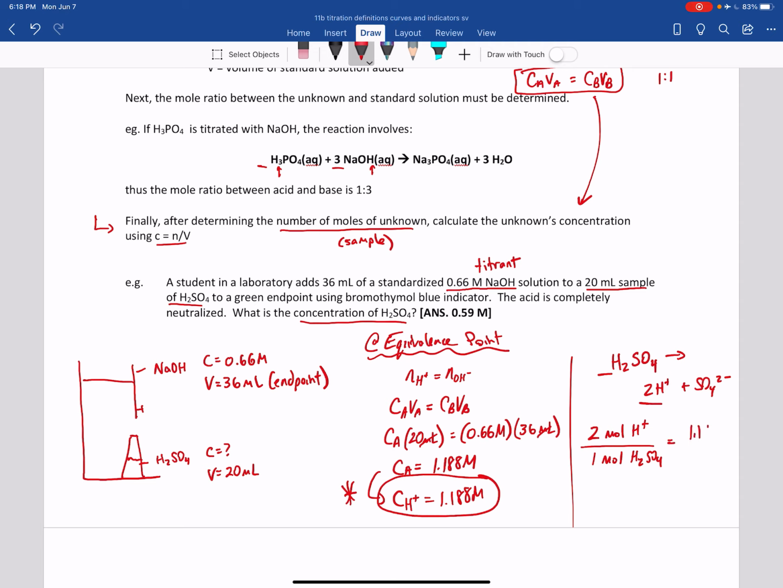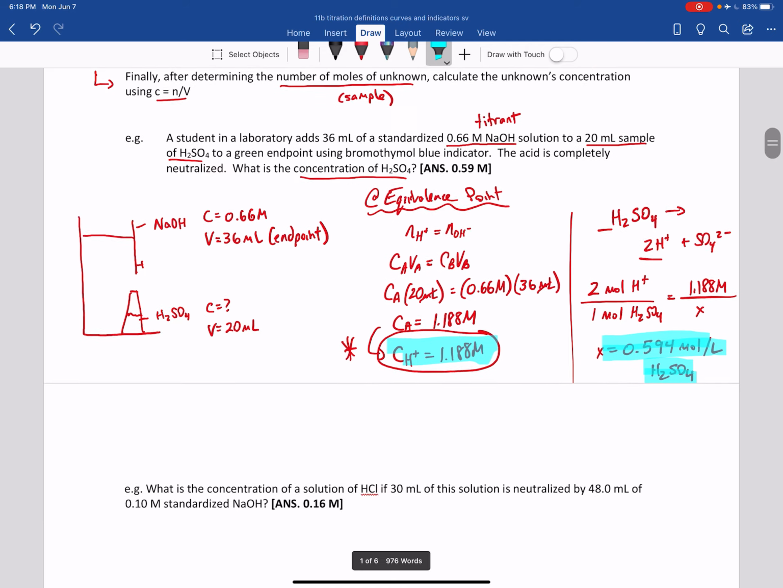So if we know that that concentration is 1.188, and we're trying to find that, if we isolate, we find out that it's half, or 0.594 moles per liter of sulfuric acid. And that is our unknown concentration of the sample. So we use the concentration of the hydrogen based on the color change of the indicator to determine the concentration of the substance.